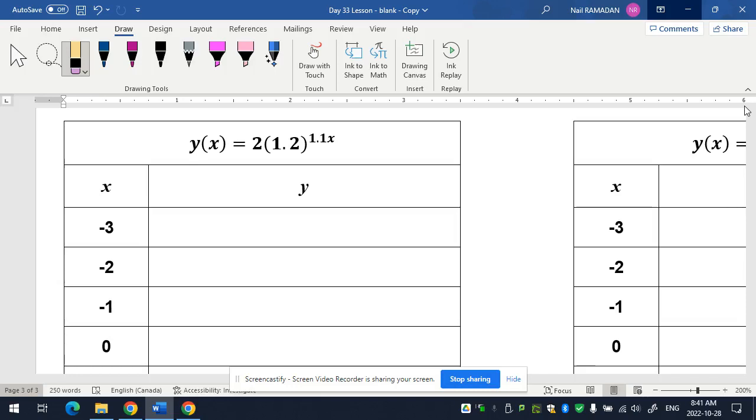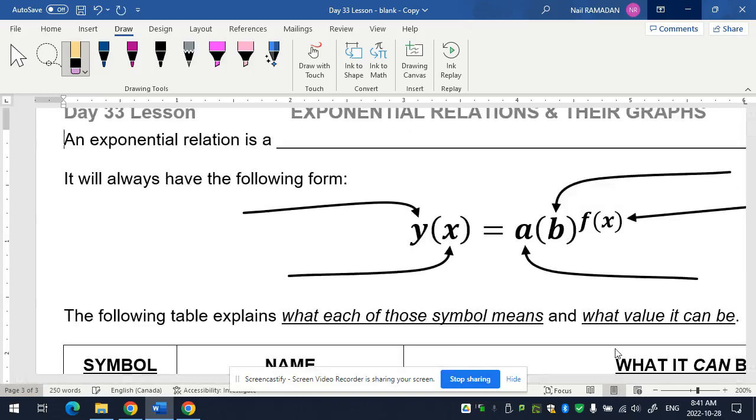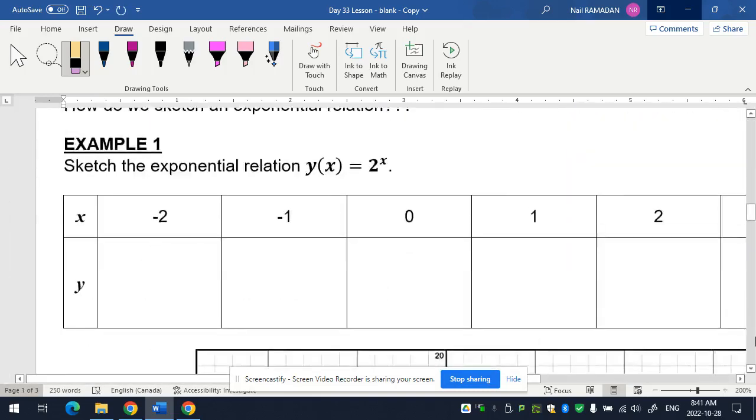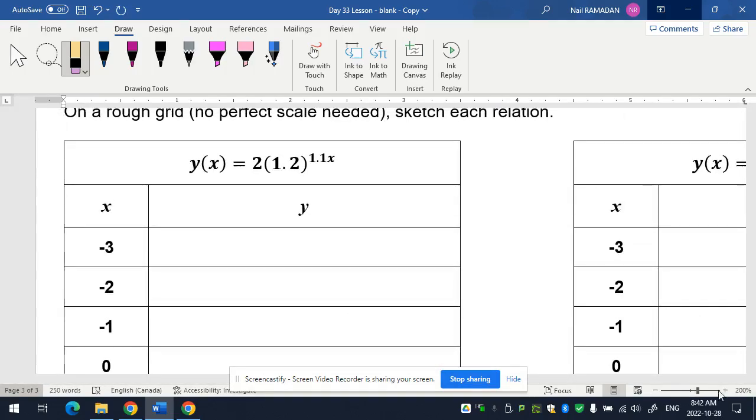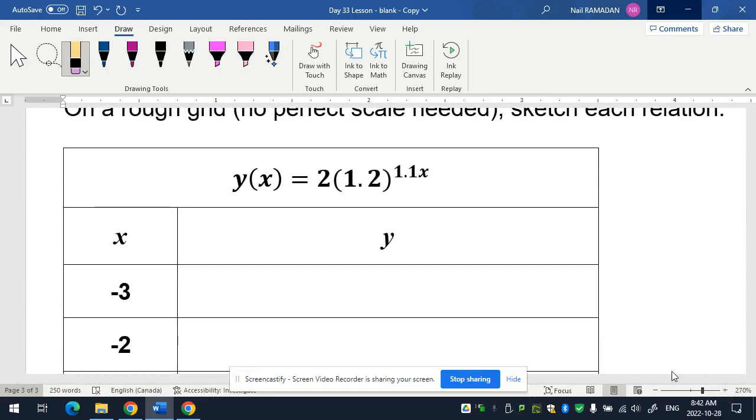Just to have as much space as possible for this part, I'm just going to start by saying 2 bracket 1.2 and so on. So let's do the first one. Let me zoom in. Okay, first one: 2 times 1.2 to the power of 1.1 times negative 3.